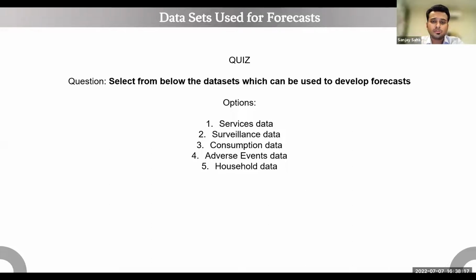Before we move on to what kind of data is used for forecasting, which is the next slide, there's a quick quiz. This is not a poll, this is a quiz. And it's a multiple option quiz. You can select more than one option. What we want you to tell us is, what data sets can you use to develop a forecast? Can you use services data? Can you use surveillance data? Can you use consumption data, adverse events data, and household data? Which of these data sets can you use to develop forecasts?